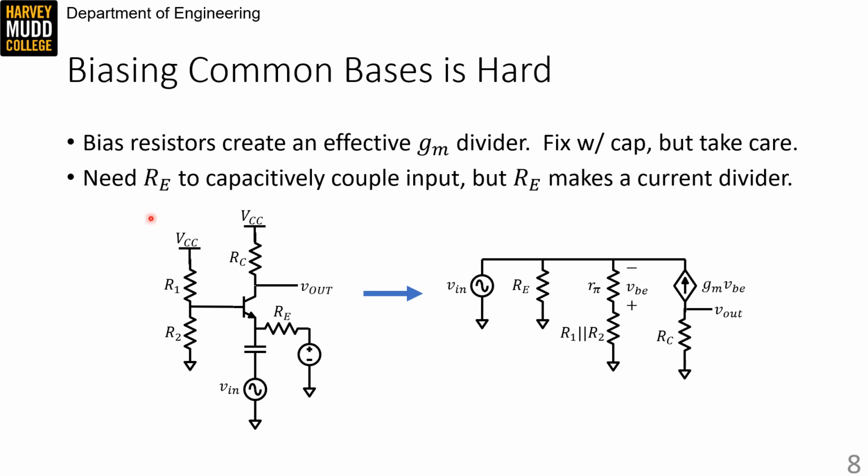When you put a voltage divider on the base, it manifests in the small signal model as this R1 parallel R2 resistor connecting RPi to ground, which creates a voltage divider that means our value of Vin no longer directly controls VBE. Instead, VBE is controlled by a divider equation, which reduces the effect of the input and eventually reduces our gain.